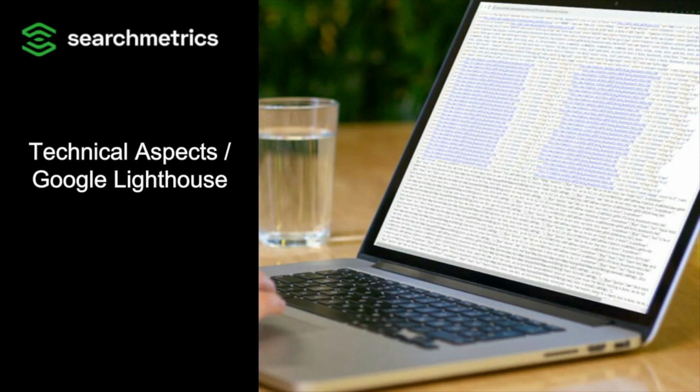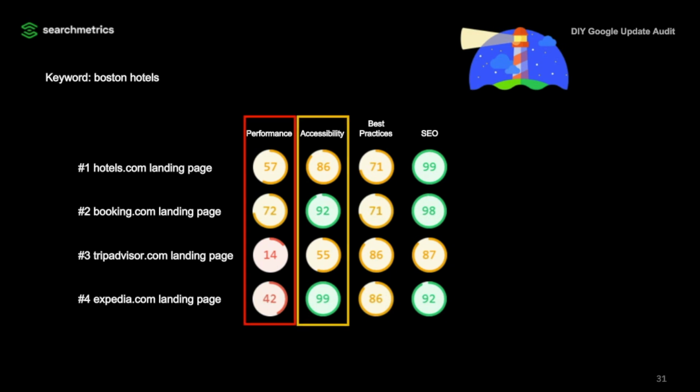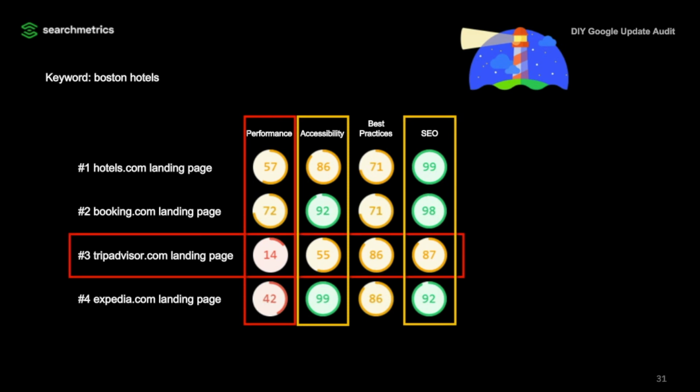Looking into the technical aspects, we look into Google Lighthouse, of course, again, looking at the top 4 domains here. And we see there's a low score in performance, a low score in accessibility for TripAdvisor compared to the others, and even for SEO. This is based on the landing page for their Boston Hotels keyword. Let's have a look at another landing page.